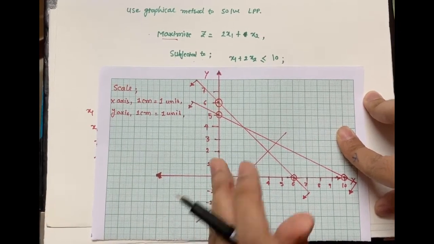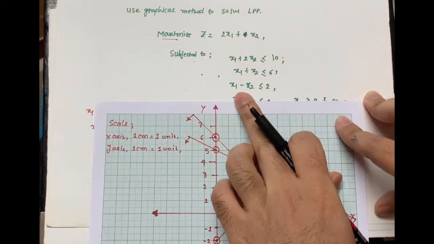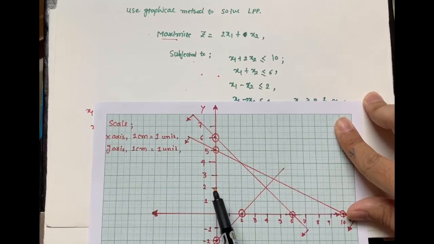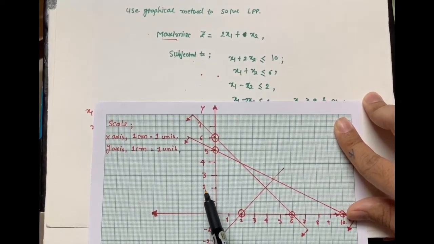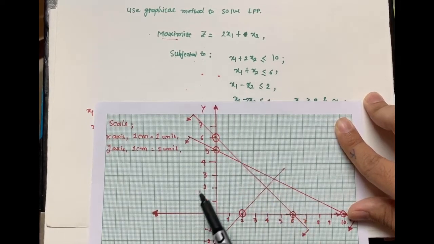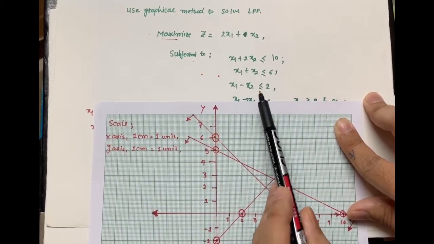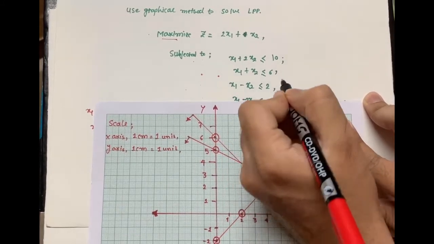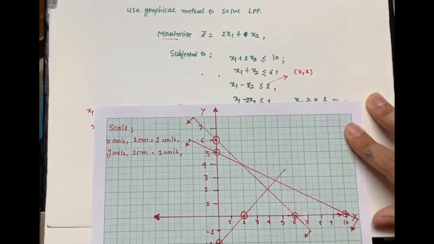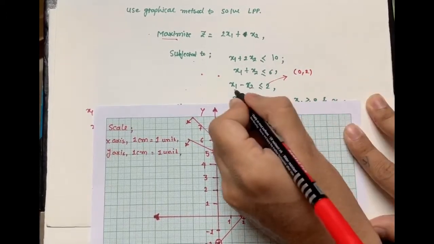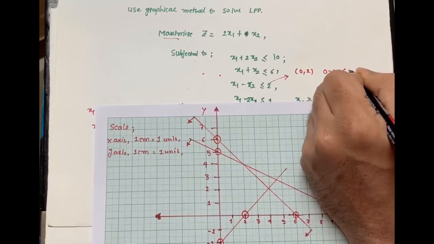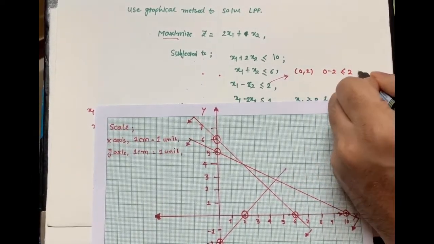So if I put this point in the inequality x1 minus x2 is less than or equal to 2, x is 0, this point is 0, 2. So x is 0 minus 2 is less than or equal to 2. See, if I put the point 0, 2 in this equation, what it gives me is 0 minus 2, which is still less than or equal to 2. Yes, the condition is satisfied.